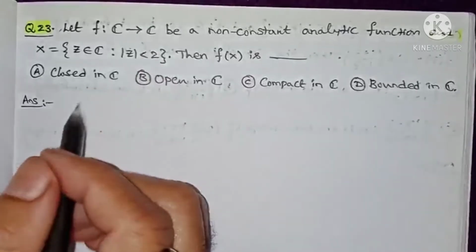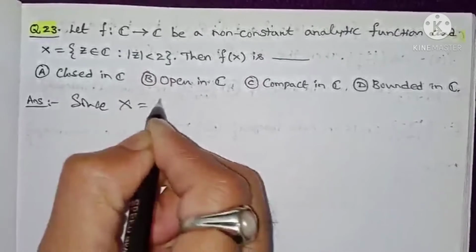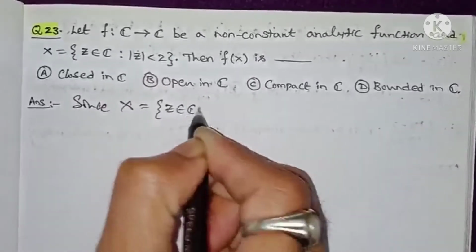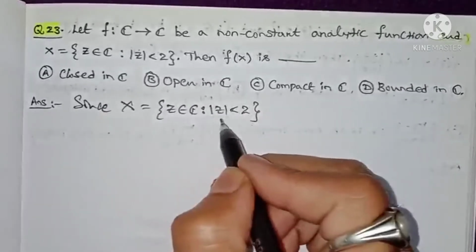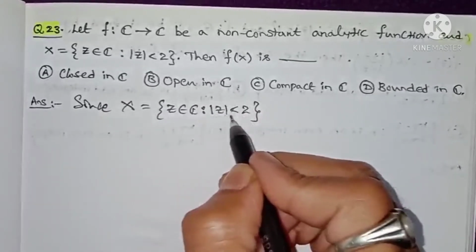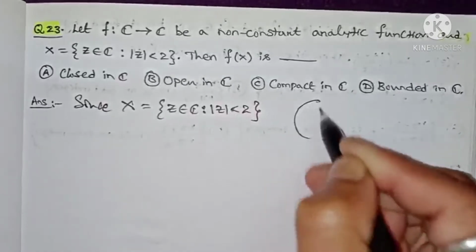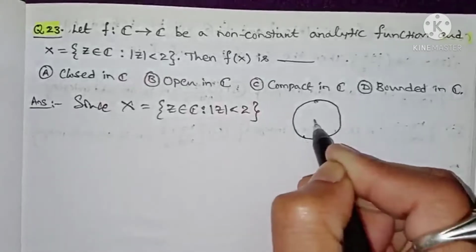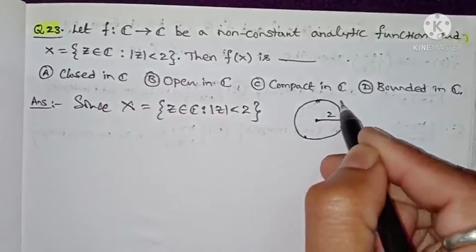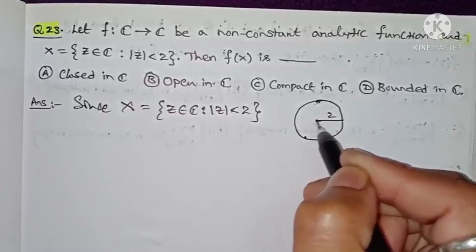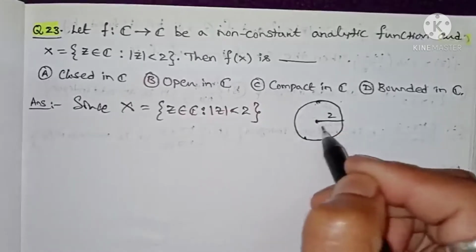Okay, here given that X is equal to the set of all z belongs to C such that modulus of z is less than 2. Clearly this is an open set because modulus of z is strictly less than 2. So that means if we take center 0 and radius 2, this represents modulus of z. So it is an open ball with center 0 and radius 2. So clearly this is an open set.